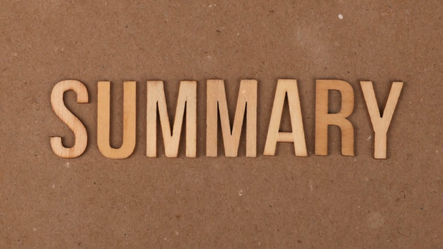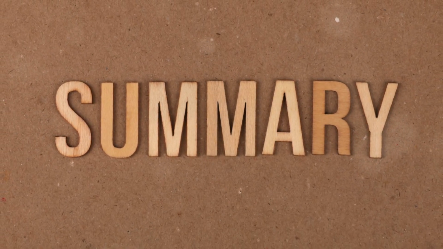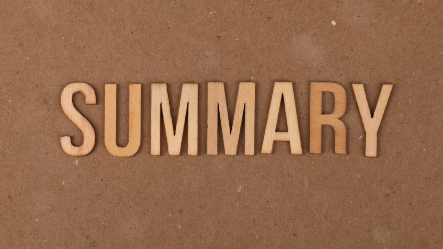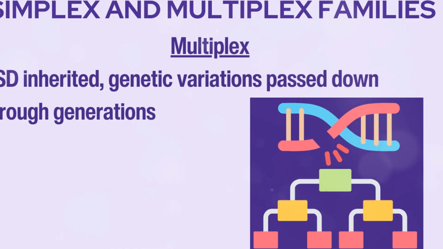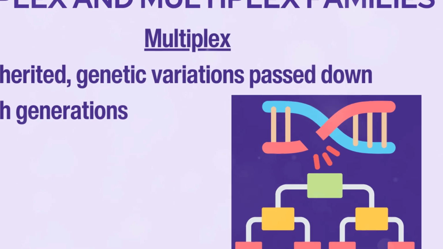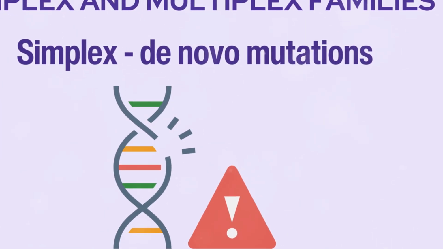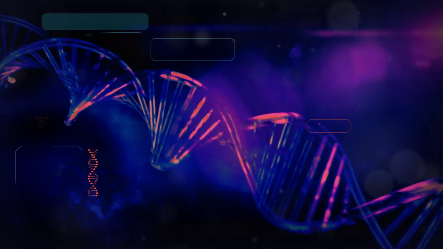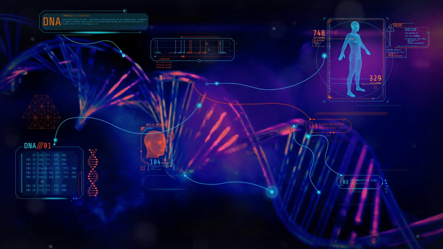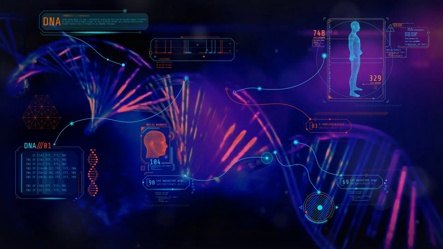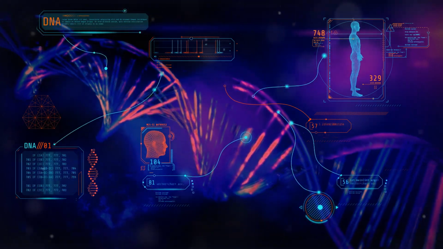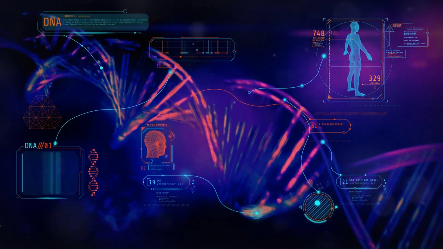So, to summarize, family and twin studies show a clear genetic link to ASD. Multiplex families suggest inherited genetic variations, while simplex families highlight the role of de novo mutations. This genetic complexity underscores why ASD is a spectrum. It's influenced by a mix of inherited and newly occurring genetic factors.